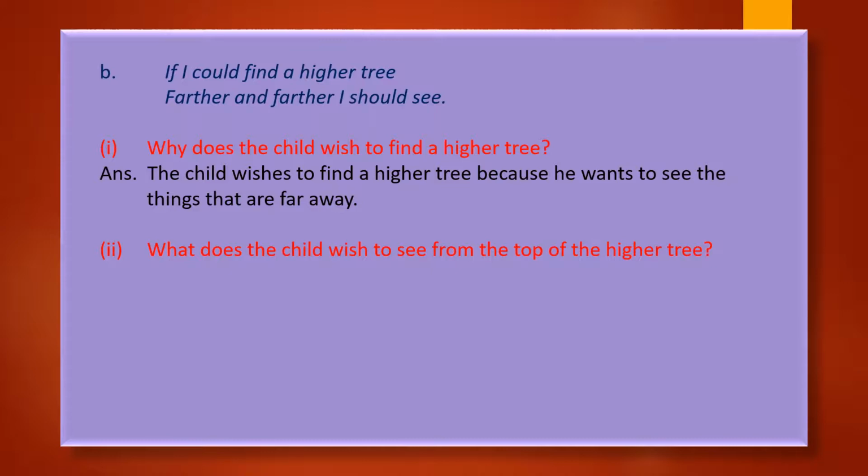What does the child wish to see from the top of the higher tree? So children, what does he wish to see? Yes, he wishes to see the places where the dusty roads are going. The dusty roads, according to him, are going to the fairyland, no? So he wishes to see the fairyland. And the rivers, where the river is going, he was thinking, no? Yes, so the river is meeting the sea. So that place he wishes to see after climbing up the higher tree, right? So let's see the answer.